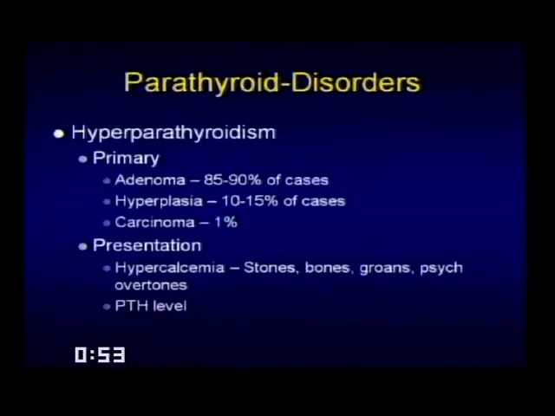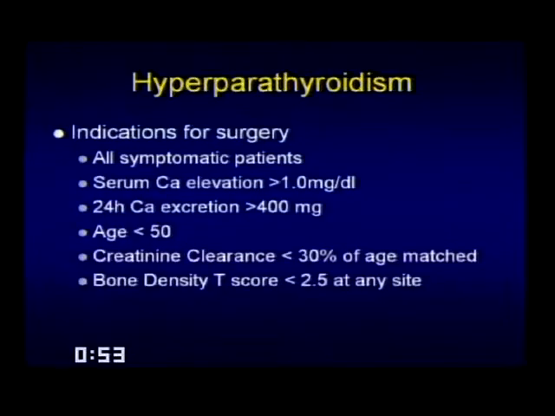So who do we operate on? Well, we operate on all symptomatic patients. We operate on those with serum calcium elevation greater than 1 milligram per deciliter over the normal serum calcium. You can monitor their 24-hour calcium excretion, not really done, more commonly done in the renal population. Those that have renal failure are looking for secondary and tertiary hyperparathyroidism. Young patients, under 50, we will more commonly operate on. And the patients that have significant renal involvement, those that have a drop-off in their creatinine clearance compared to those who are age-matched, will operate on, as well as those that have bone loss. So bone density is another indication for an operation for hyperparathyroidism.